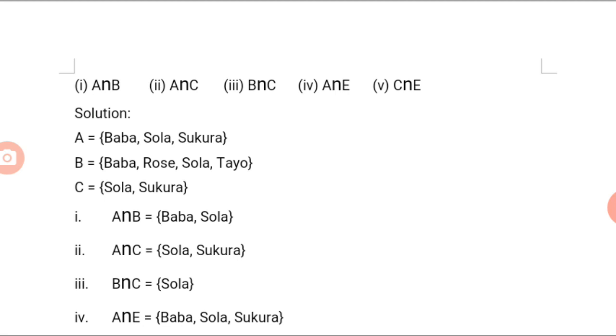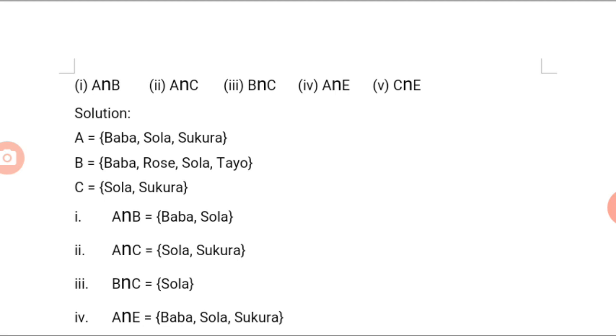Now let us concentrate on these three sets. Roman figure 1. What is A intersection B? That is what you can find in A and B. Is that clear? We can find Baba in set A and set B. We can find Shola in set A and set B. It means that A intersection B is Baba and Shola. Are we together?